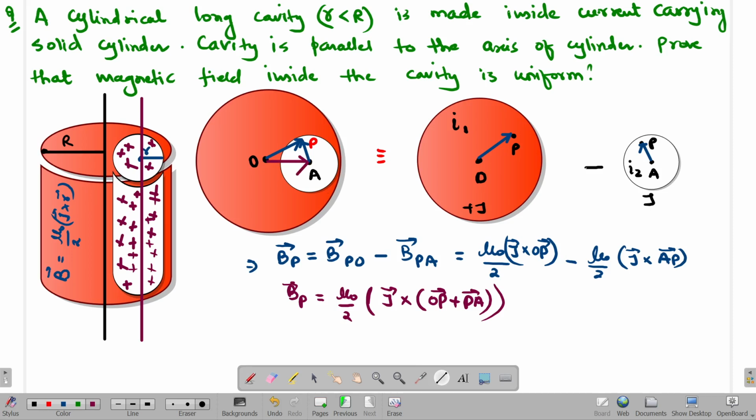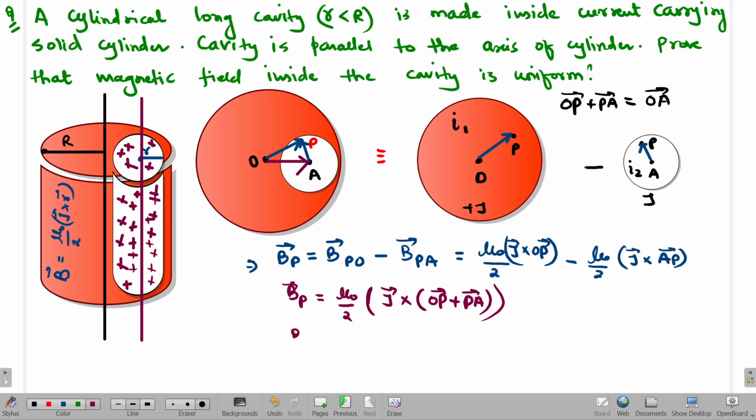If you look over here, it will follow the triangle's right hand rule, and it is equal to OP vector plus PA vector is equal to simply OA vector. Are you able to get me or not? So therefore, I'll get the magnetic field at point P as mu naught by 2 J vector cross A vector, which is uniform. Are you able to get me or not?